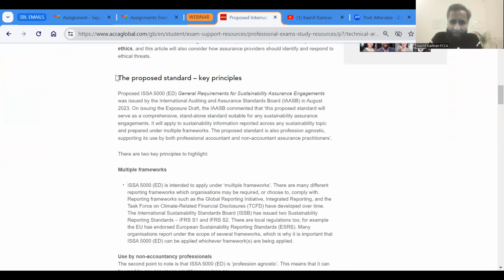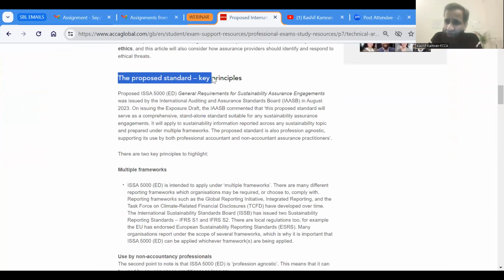The proposed standard. Why was there a need to introduce this proposed standard? Look at this. Read this. Please read this and make notes. Why was there a need for the proposed standard? Look at this in front of you. Please make notes of this. Then go down.